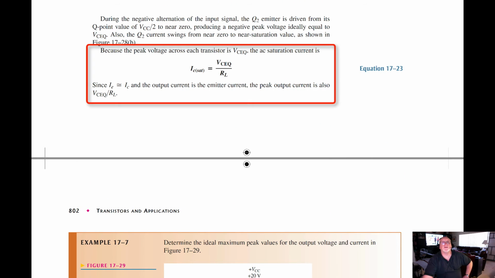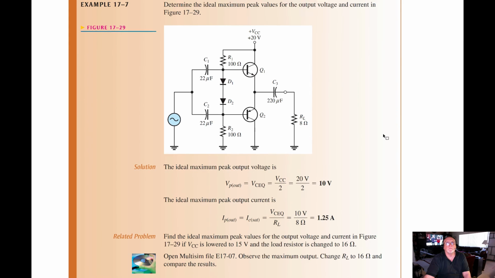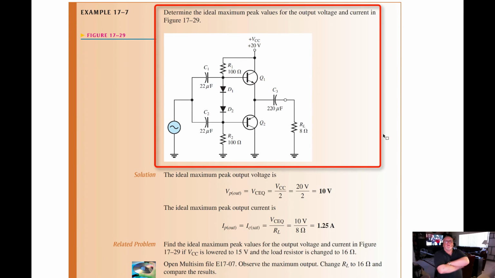Because the peak voltage across each transistor is VCEQ, the AC saturation current is given by IC sat equals VCEQ divided by RL. Determine the ideal maximum peak values for the output voltage and current in the figure below. Notice how our diagrams are getting more and more complex, with more things to consider in terms of what the current looks like from the collector to the emitter, from VCC to the output, across each of these pairs and at the inputs.